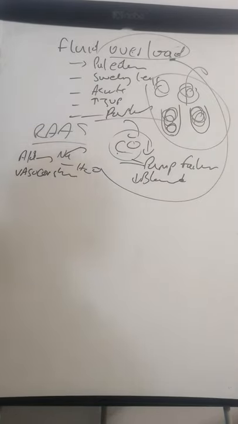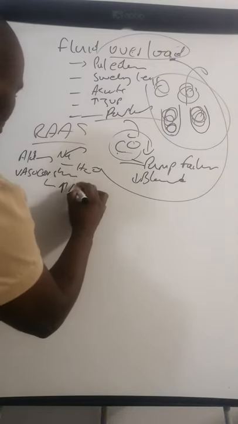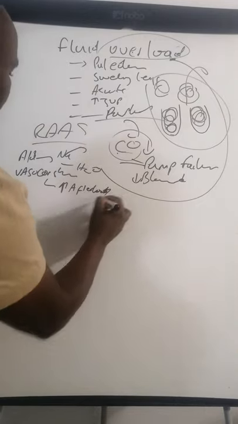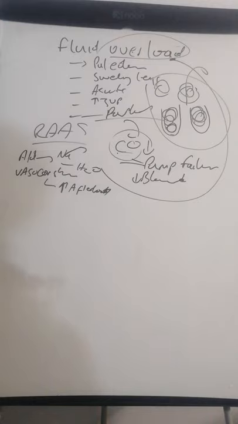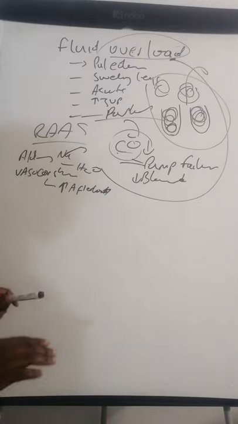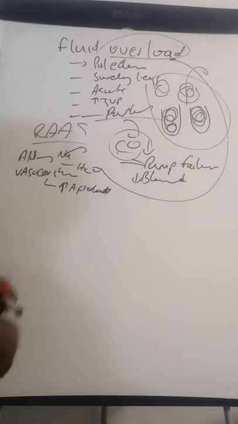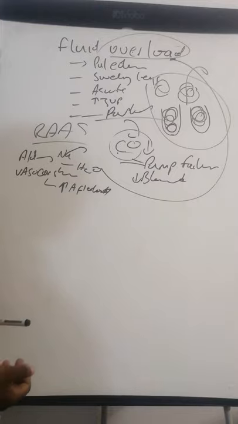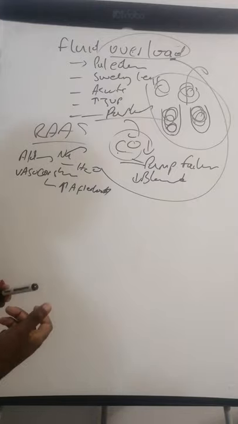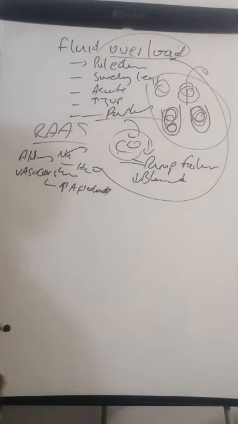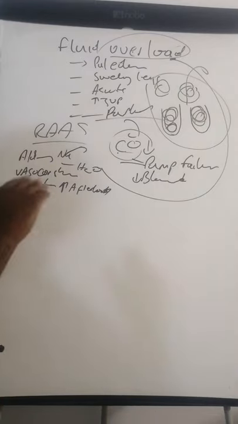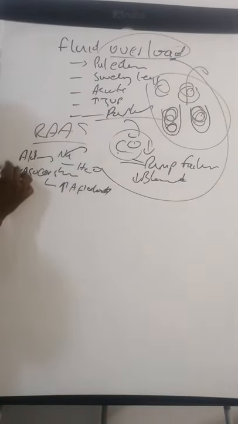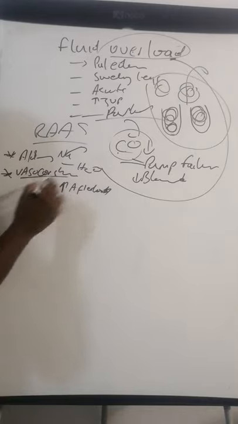vasoconstriction. And this vasoconstriction is the one that increases the afterload. And we know that you want the afterload to be decreased for your heart to be able to pump with ease. But the minute you increase the afterload, you are making the heart pump harder, because it has got to pump against a higher resistance in order to get the blood out of the heart. You don't want that, but the RAS system does that. It makes the heart pump harder because of that vasoconstriction.